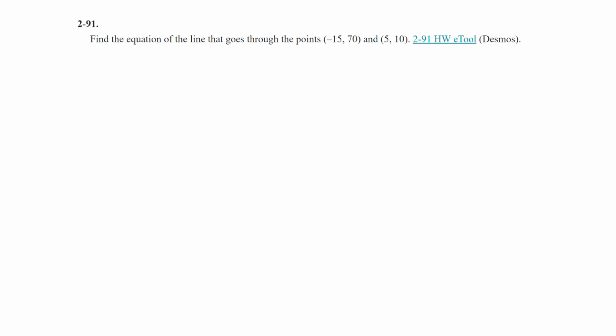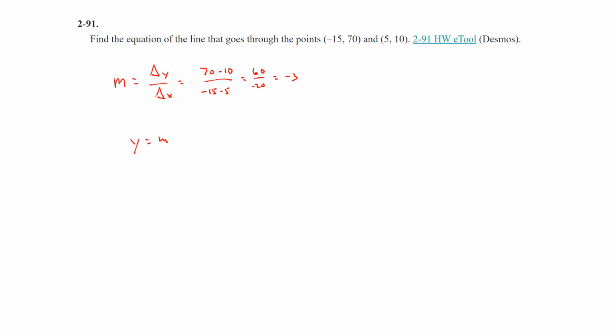Question 91, find the equation of the line that goes through the 2 points. So we'll start by finding the slope, which is the change of y over the change of x, delta y over delta x. 70 minus 10 would be the change of y, and negative 15 minus 5 is the change of x. So it looks like we get 60 over negative 20, which reduces to negative 3.